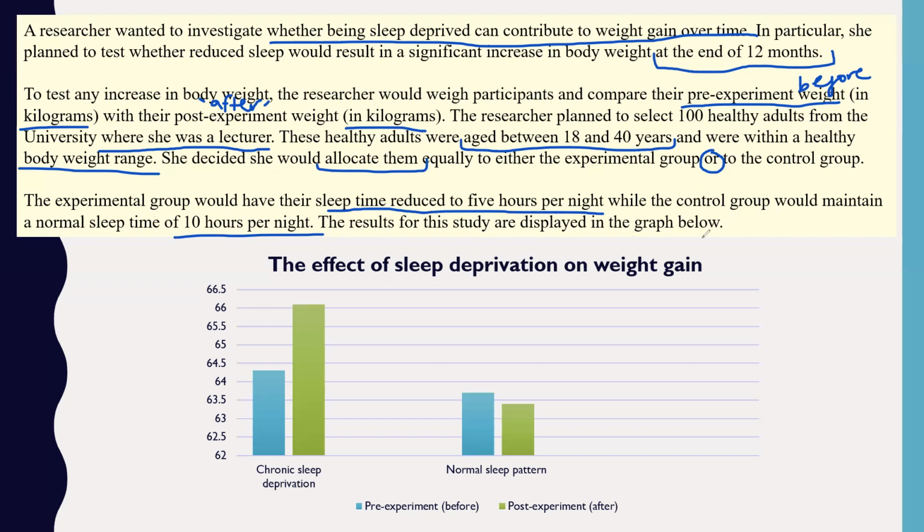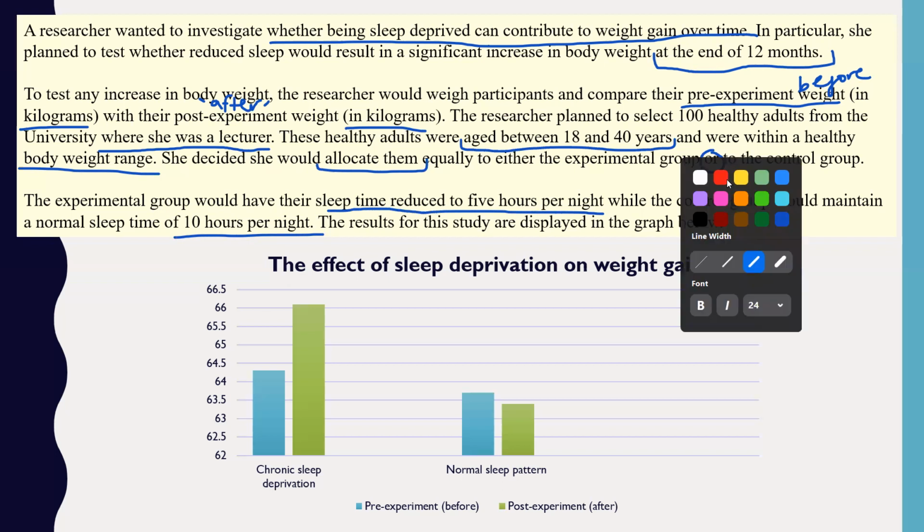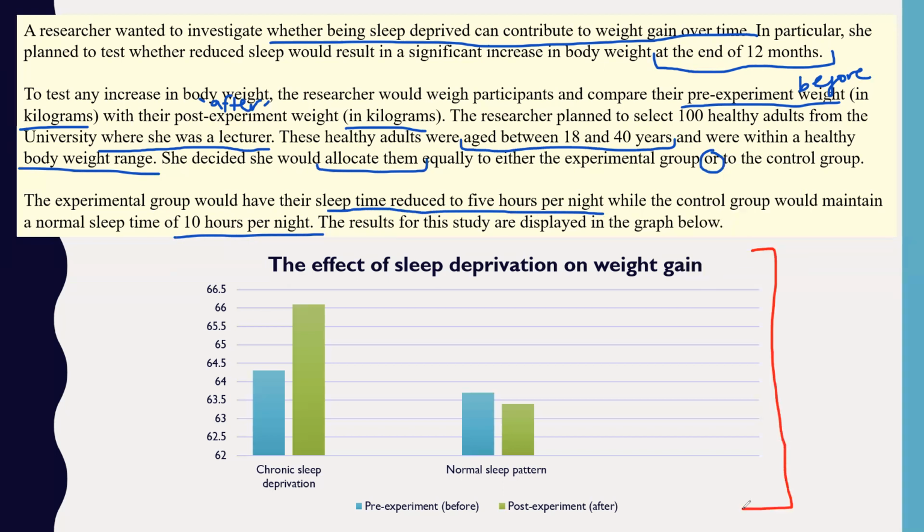Now, these are the results that the study had basically obtained. As you can see, this is our data, and it's very common for you to get data and be asked to interpret or analyze data in questions like this. We can see that the chronic sleep deprivation group is our experimental group. Okay, so I'm going to put an E. And these are the guys who basically had 5 hours of sleep per night. The normal sleep pattern group are basically our control group. These are the guys who are not exposed to the IV, or they're not exposed to the sleep deprivation in this case. So these guys basically continue to sleep for 10 hours per night.